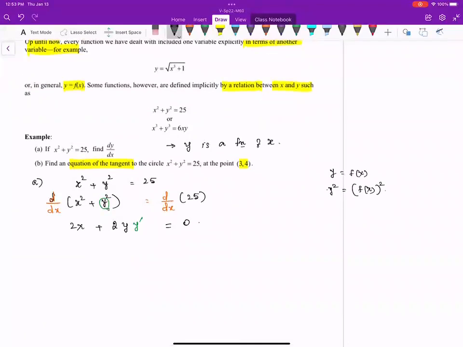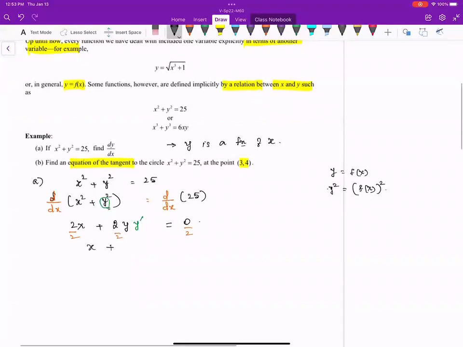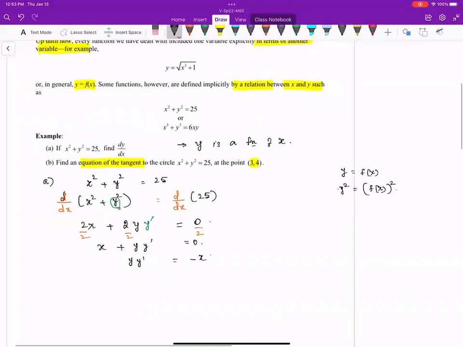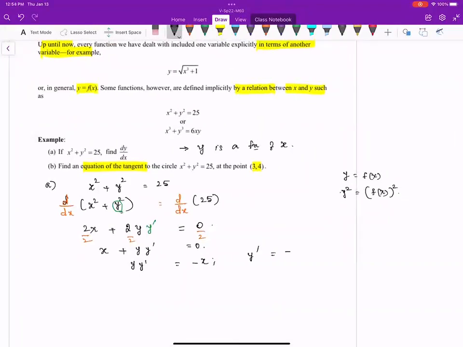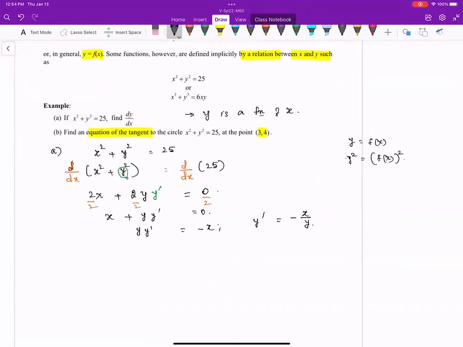So if we divide throughout by 2, we get x plus y y prime equal to 0. So y prime equal to negative x over y, by dividing throughout by y. So we got dy by dx, the slope. We already know the derivative, which is the answer to part A.